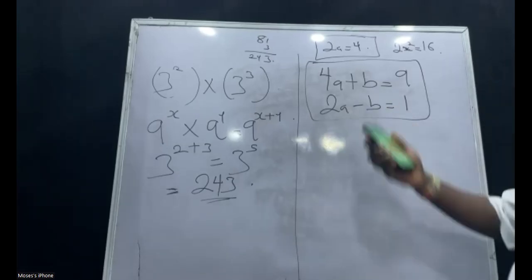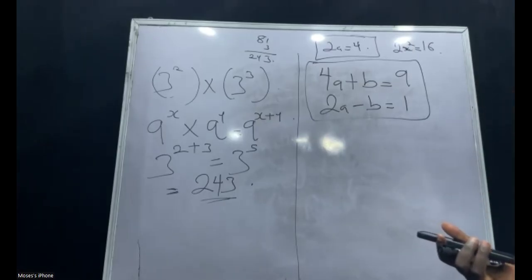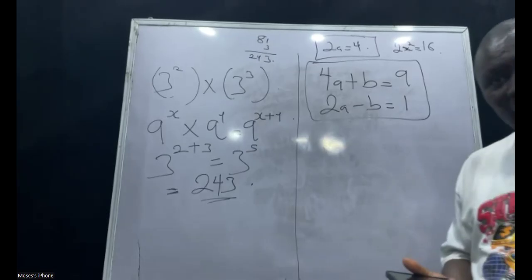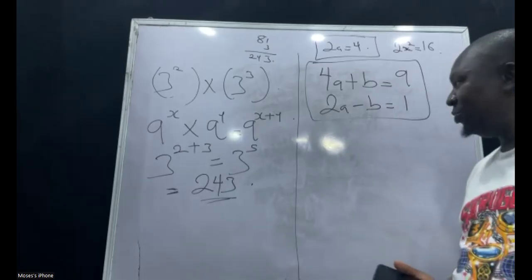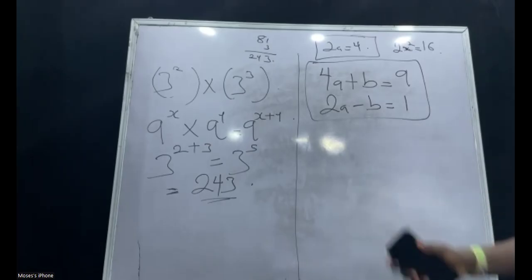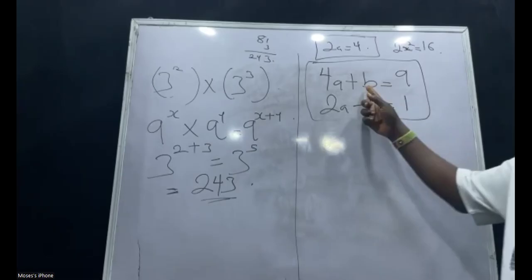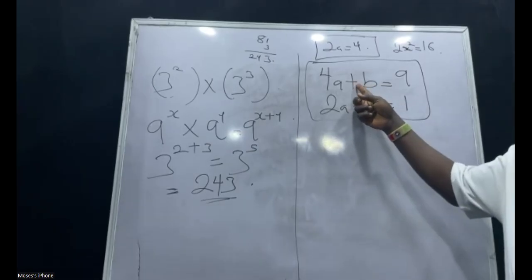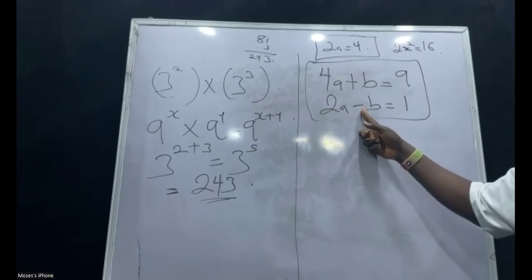Now, to do this, we have the substitution method, the elimination method, and the graphical method. We were taught that in secondary school. For this question, the best method to use is elimination, because if you look at your B here, the coefficient of B in the first equation is +1, and the coefficient of B in the second is -1. Do you get it?